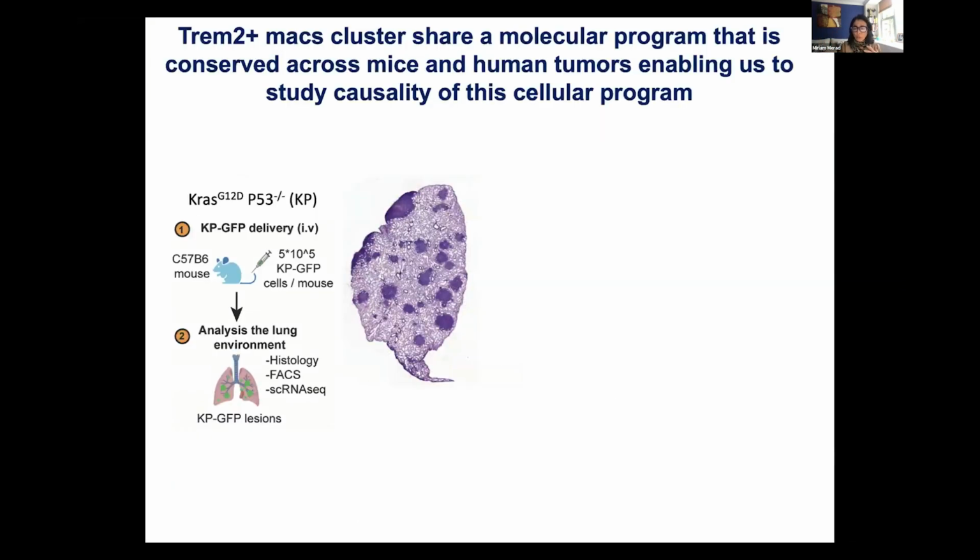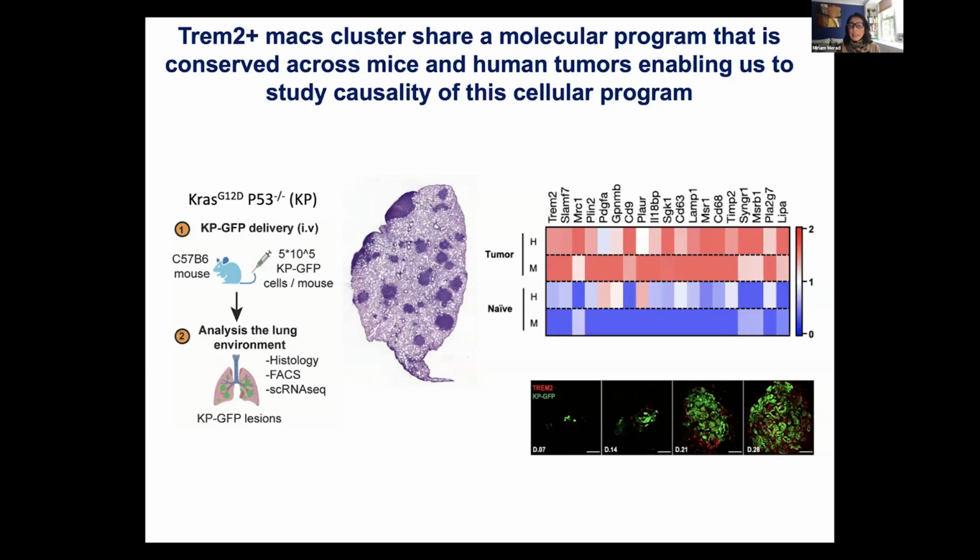So we went to mouse and asked whether that program was also present in macrophages that accumulate in mouse lung cancer lesions. Here, we injected mice with a cell line that was developed by Tyler Jacks many years ago, a lung cancer line that expressed a KRAS-activated mutation and P53 deletions. Mice develop adenocarcinoma, and we injected orthotopically. They developed these adenocarcinoma lesions in the lung.